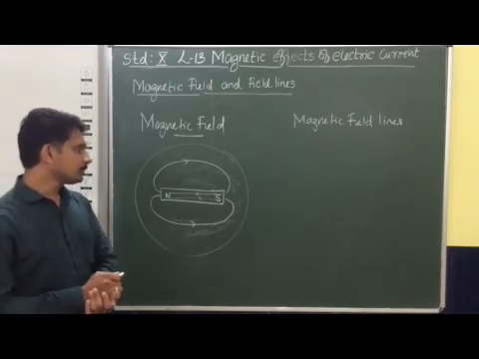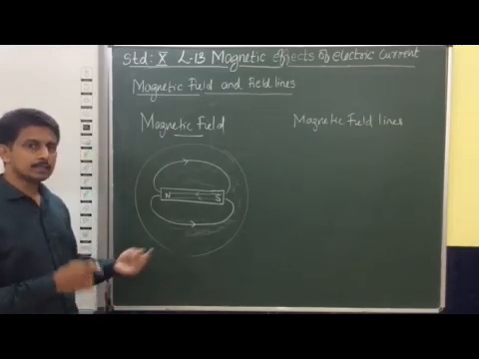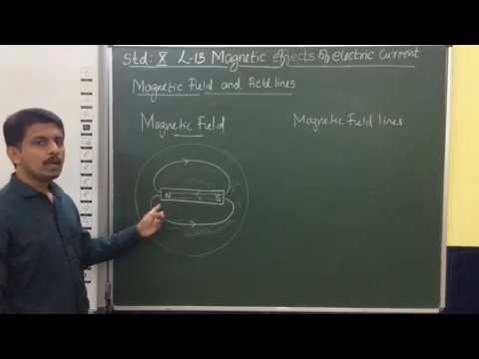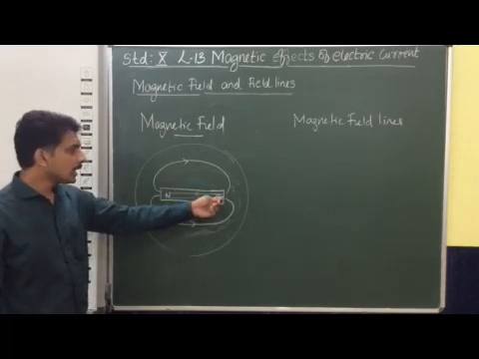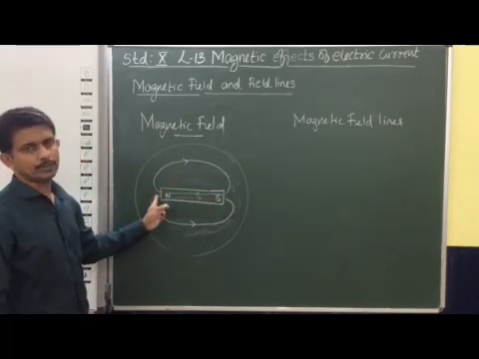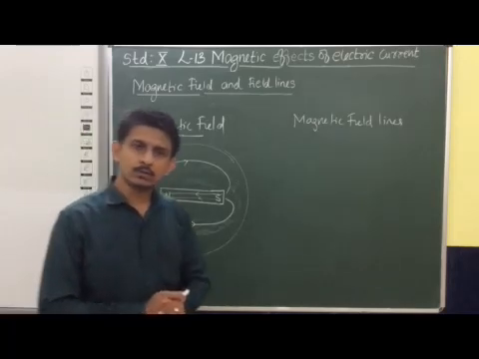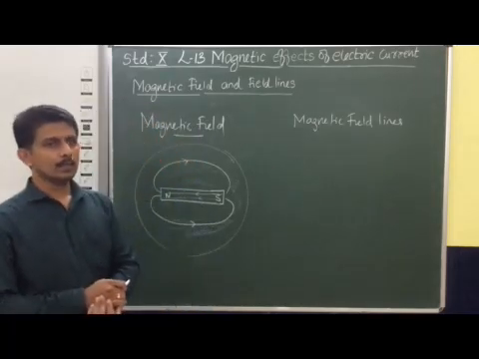So this is the first property we can say when we are considering the case of magnetic field lines. They start from the north pole and terminate on the south, and inside it is from south to north. So magnetic field lines are continuous closed curves.